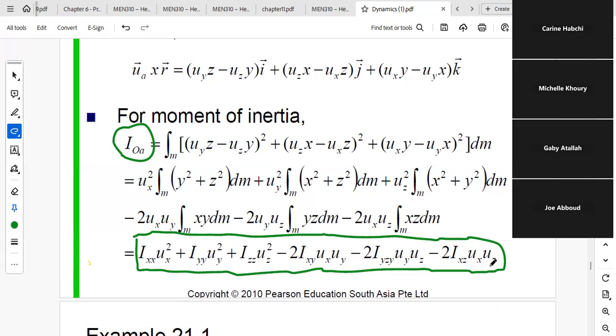Now, of course, if you select the axes passing by O as principal axes, the products of inertia will be 0, which will simplify your expression. So in case x, y, z are principal axes for the rigid body, the products of inertia will be 0, and this will facilitate the computation of the inertia about any axis passing by O. But you just need to evaluate the unit vector for this axis.